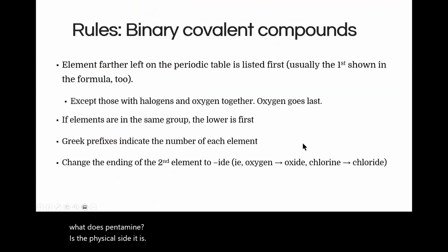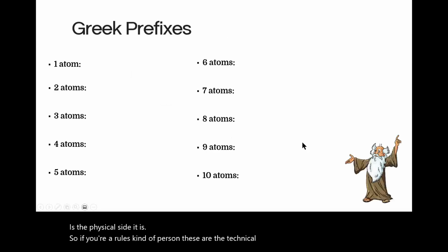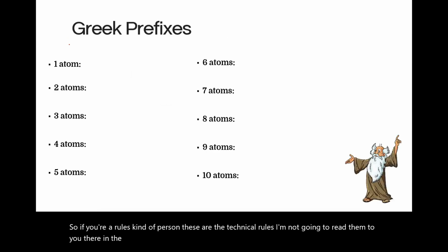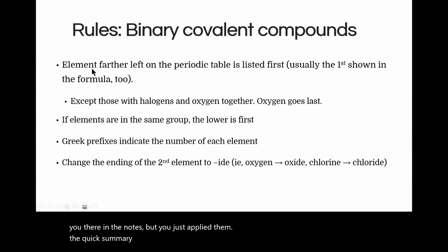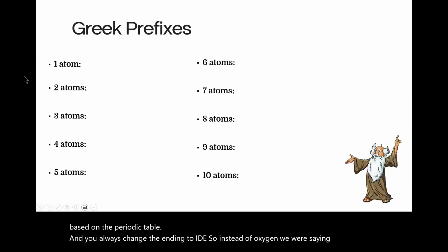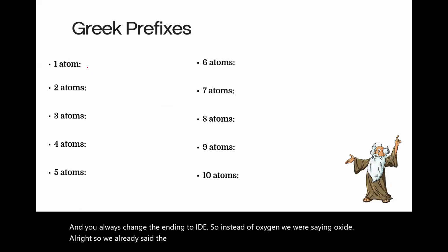So if you're a rules kind of person, these are the technical rules. I'm not going to read them to you. They're in the notes. But you just applied them. The quick summary is basically there's an order to how we put the words together. It's based on the periodic table. And you always change the ending to IDE. So instead of oxygen, we were saying oxide. All right. So we already said the prefix for one atom is what?